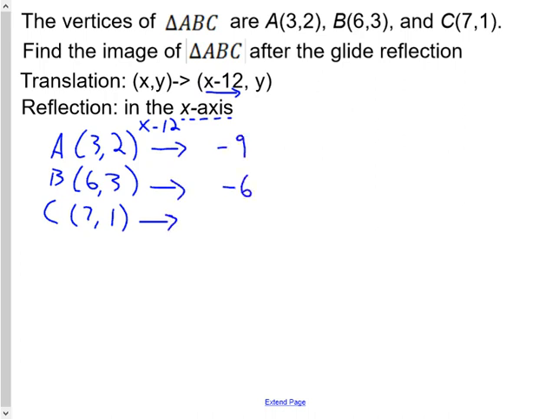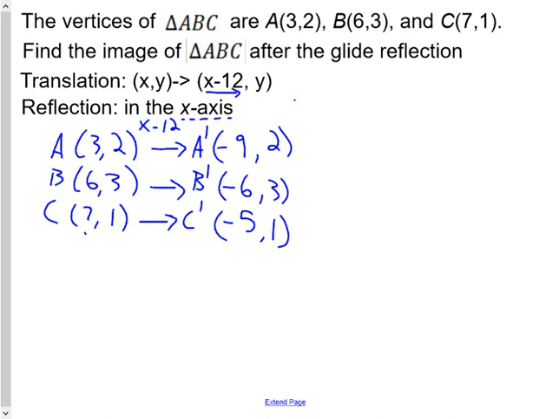So 3 minus 12 gives us negative 9, 6 minus 12 is negative 6, 7 minus 12 is negative 5. Just moving the x values, the y values stay the same. And that is our prime points, A prime, B prime, C prime.